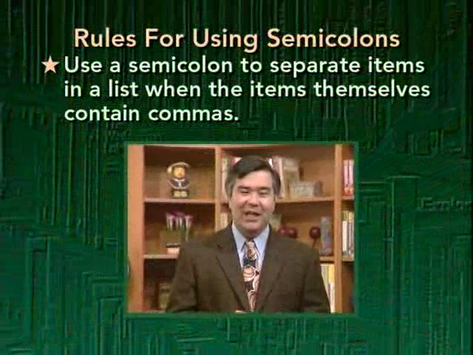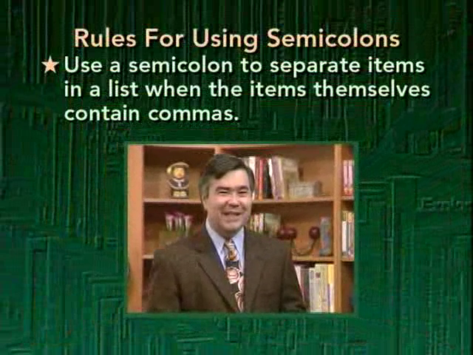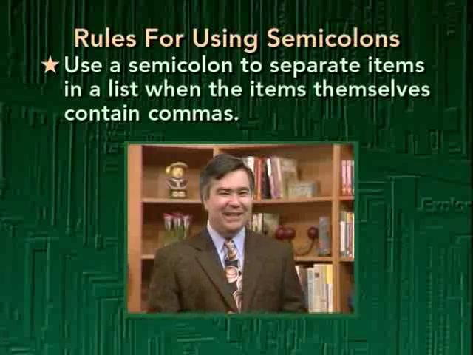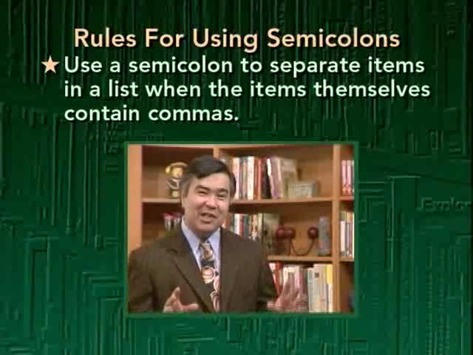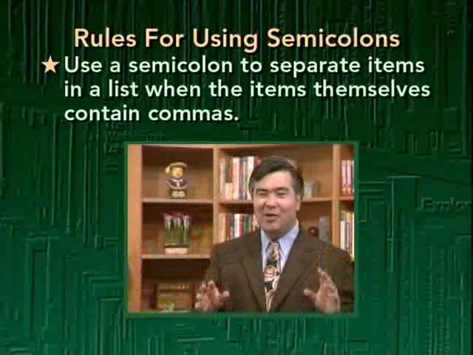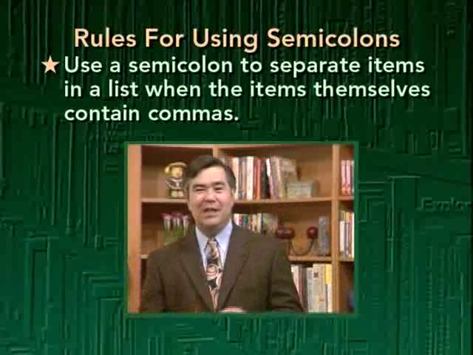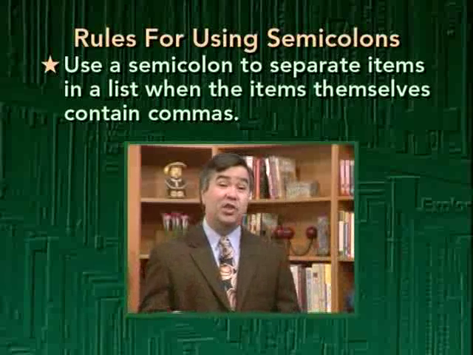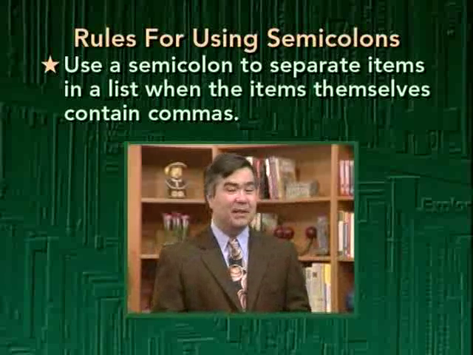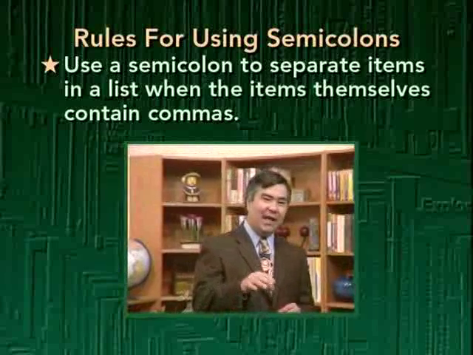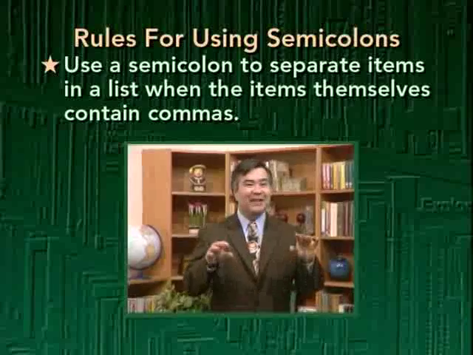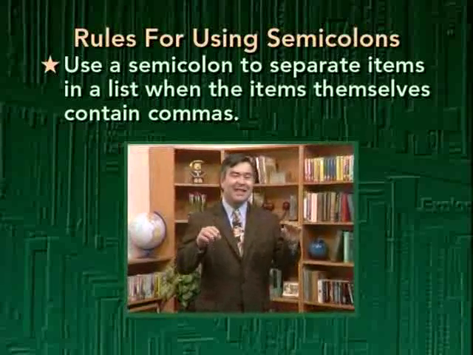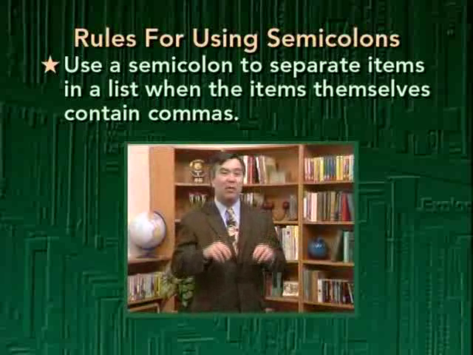Use a semicolon to separate items in a list when the items themselves contain commas. This is a tricky one, and it doesn't come up terribly often, but often enough so that you ought to know the rule. As we saw in our lesson about commas, items in a list should normally be separated by commas. But there are times when you are writing a list that contains a number of lengthy items, the items themselves being so lengthy and complex that they actually contain commas or pauses.